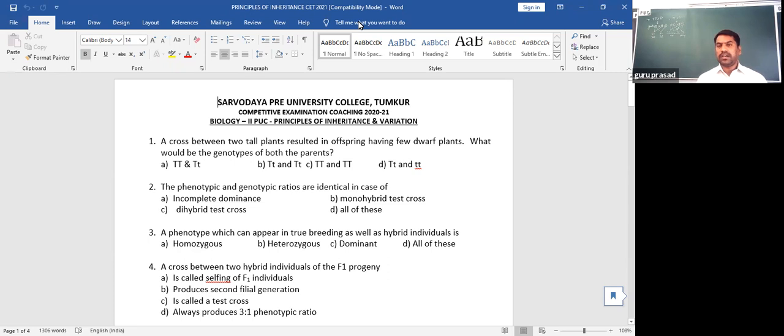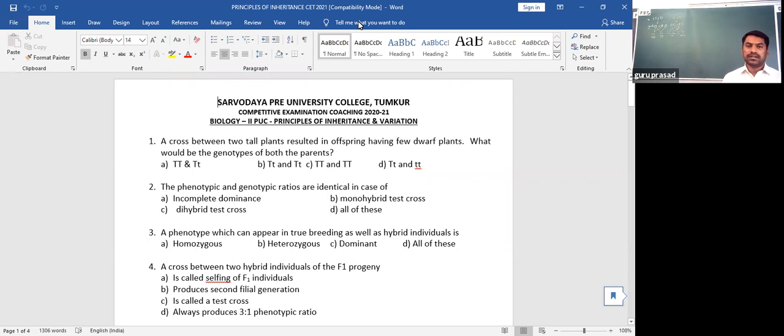If you do such, for example, the F1 generation of a monohybrid cross is capital T, small t. It is crossed with the recessive parent, small t, small t. Again, you obtain a phenotypic ratio of 1 is to 1, and the genotypic ratio is also 1 is to 1. So here also, in the monohybrid test cross, both the genotypic and phenotypic ratio are the same. In the sense, both A and B are answers, but such an option is not there. The option is all of these.